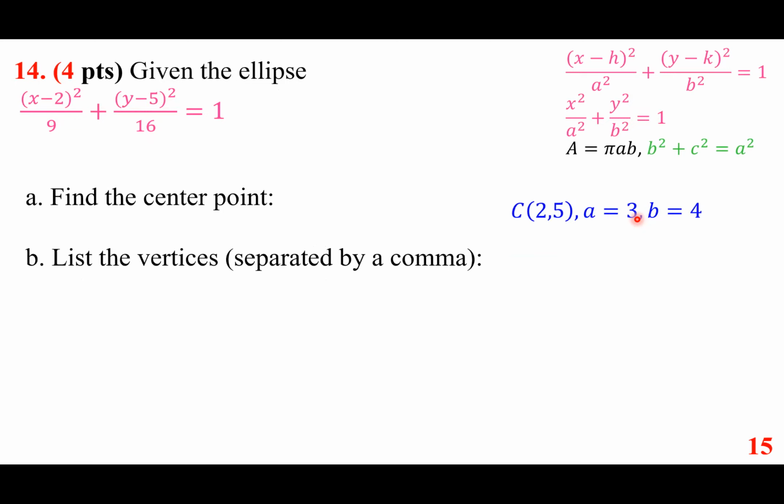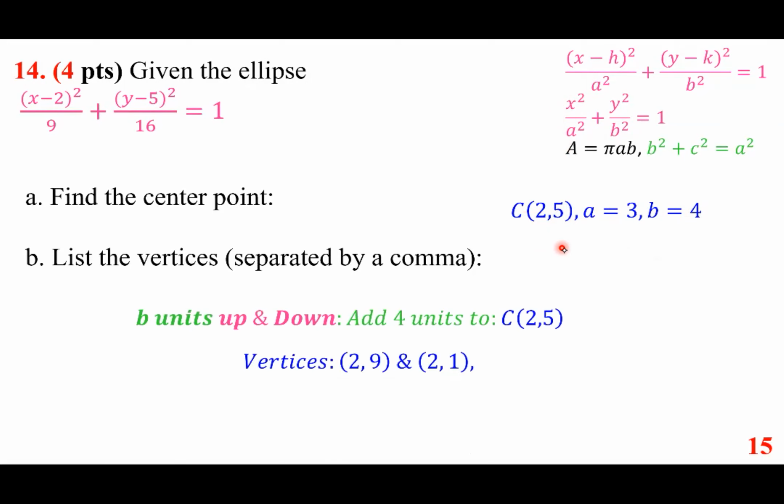And to list the vertices from the center, since B is larger, it's elongated along the y-axis. So we are going back to the center, and B units up and down. If I take it up, 5 plus 4 becomes 9. If I take it down, 5 minus 4 becomes 1, the same x coordinates. So bring the 4 here, add and subtract to the y coordinate.